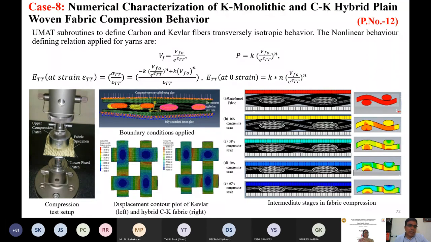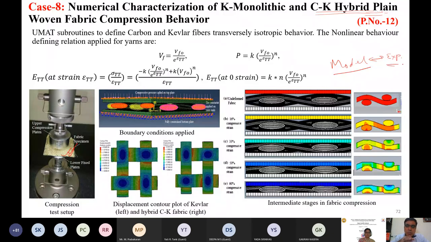I'll simply go for the fabric only. That means I have this CK, is it twill? CK hybrid plane. So I'll take only the reinforcement, try to compress it in UTM and try to identify the various properties, right? Similarly, I'll also model it and have the experimental and model comparison.